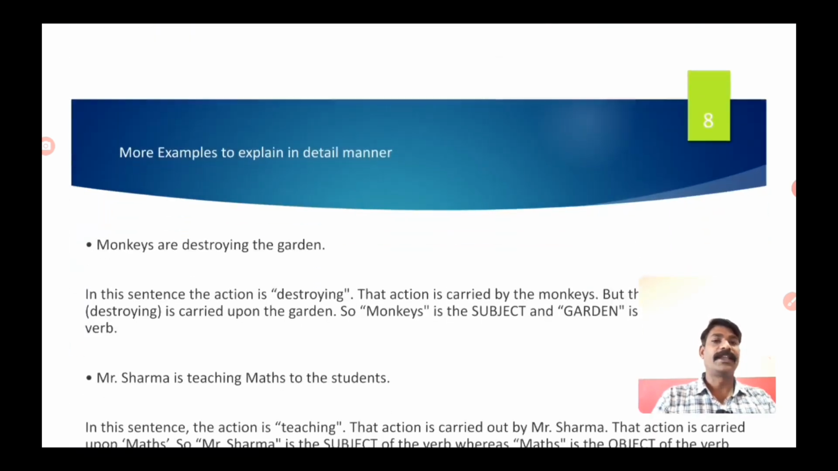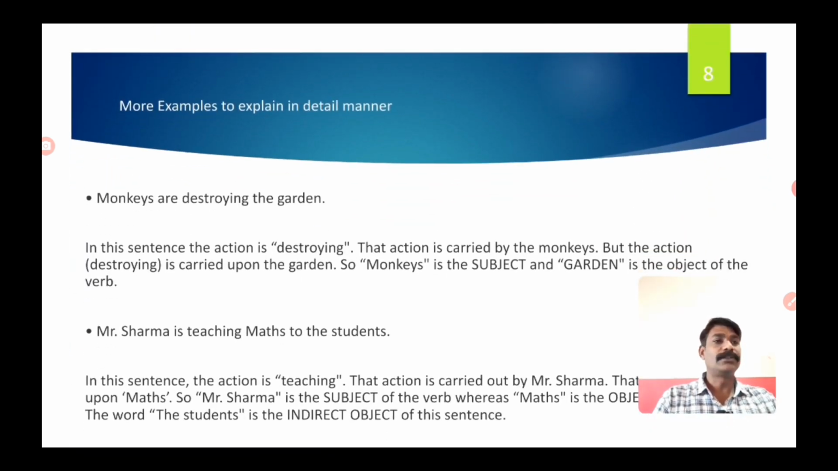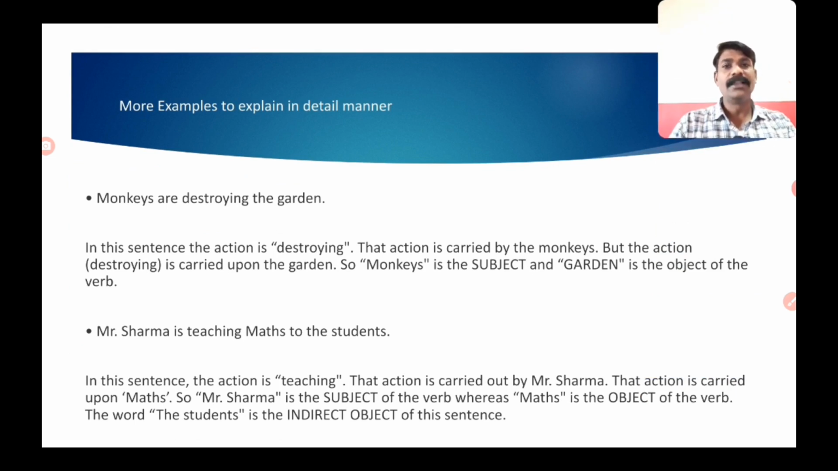Okay, let's go ahead. More examples to understand it in a detailed manner. Monkeys are destroying the garden. In this sentence, the action is destroying. The action is carried out by the monkeys, but the action of destroying is carried upon the garden. So the monkey is the subject and the garden is the object of the verb. So it becomes very easy to understand what is called the subject and what is called the verb. We'll also go to the next slide to recognize the exact meaning and the location of the verb and its function.